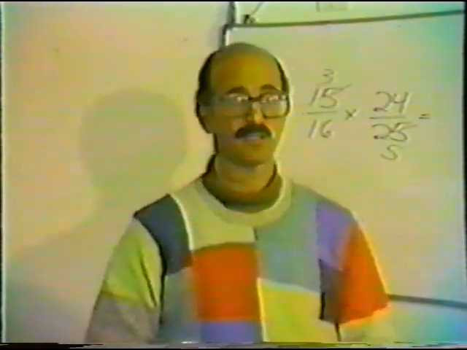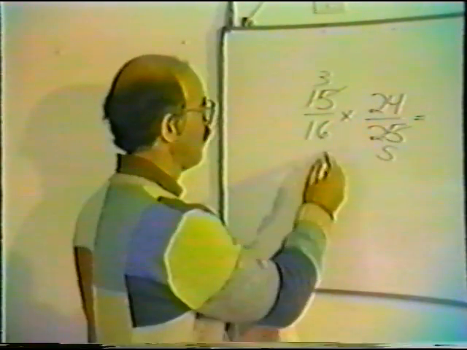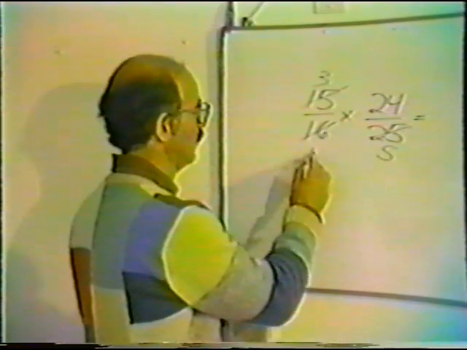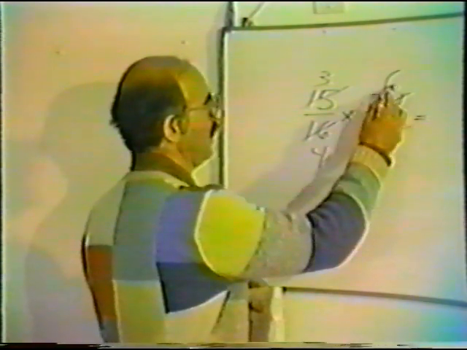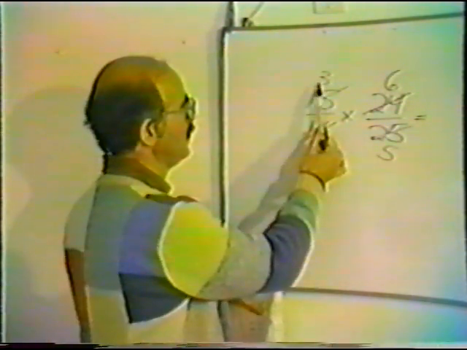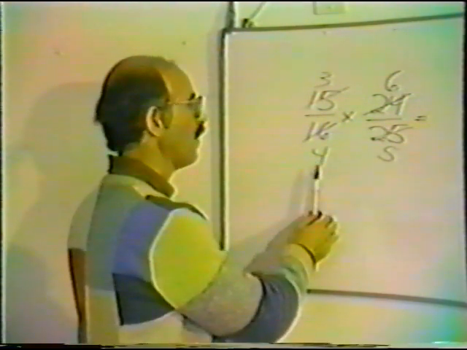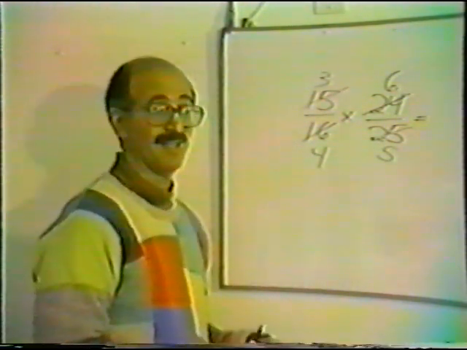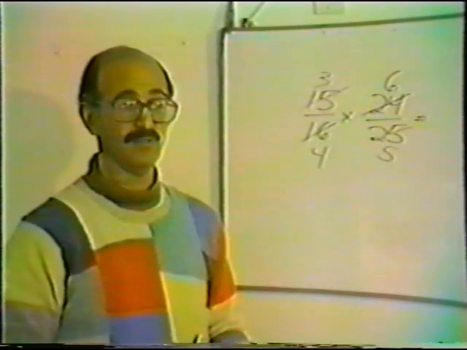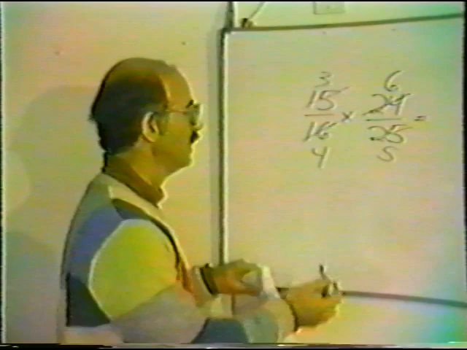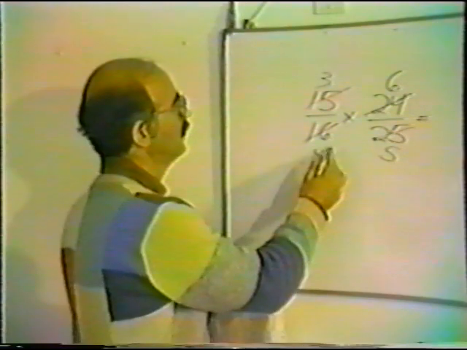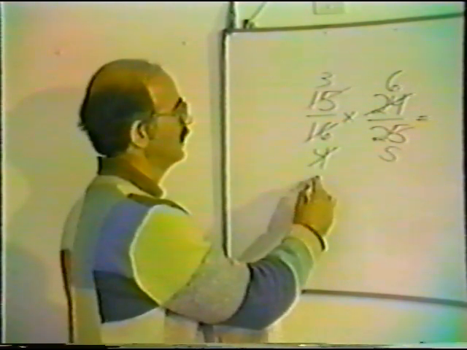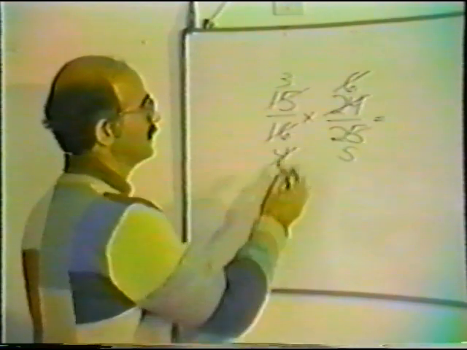Now suppose we decided to use 4 instead. Let's try 4. 4 into 16 is? 4. 4 into 24 is? 6. Now let's look. We have a 3 and a 6 on top, a 4 and a 5 on the bottom. Is there another cancel that we can do? Yes, we can hit the 4 and the 6 again. What can we hit them with? 2. 2 into 4 is? 2. 2 into 6 is? 3.